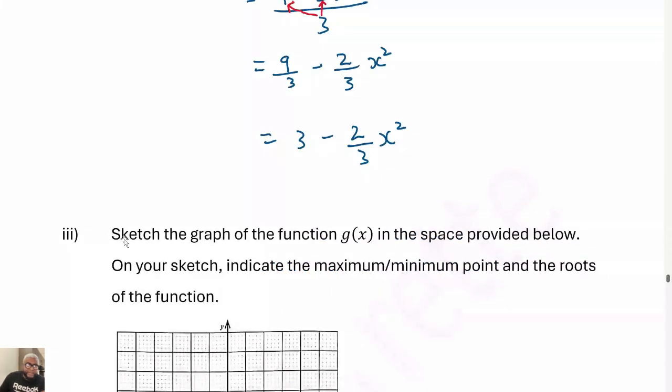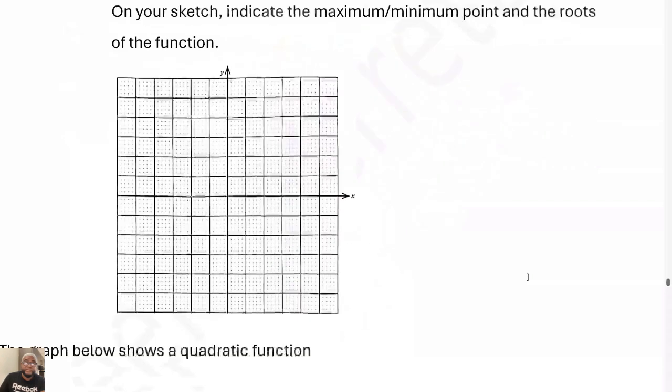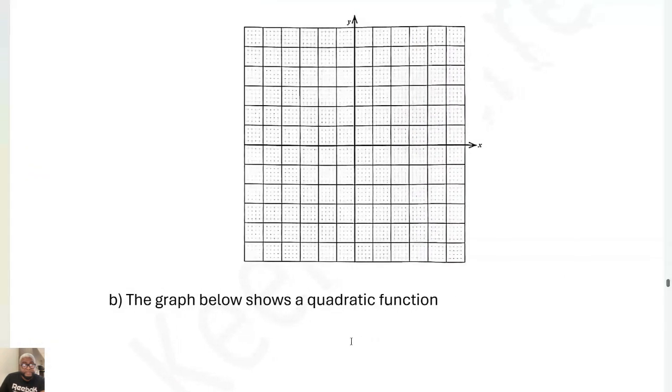Okay, sketch the graph of the function g of x in the space provided below. On your sketch, indicate the maximum or minimum point and the roots of the function. Right? So I'm going to write.